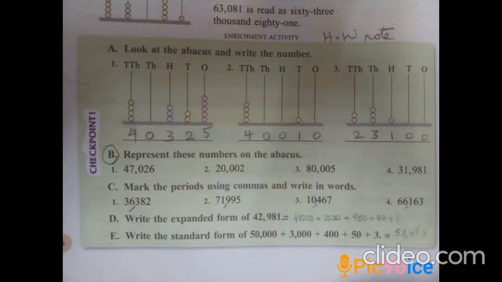42,981. 40,000 plus 2,000 plus 900 plus 80 plus 1. Next equation. Write the standard form. They given an expanded one. We need to write the standard one. So for 53,453. These questions A to E equation you have to copy in the homework note, children.